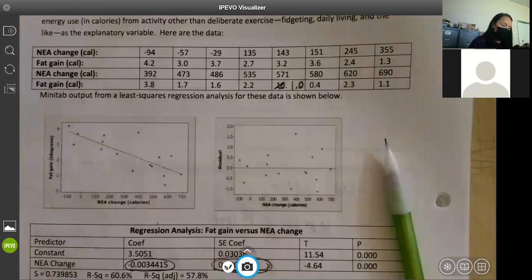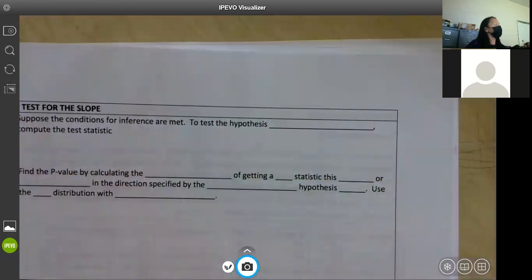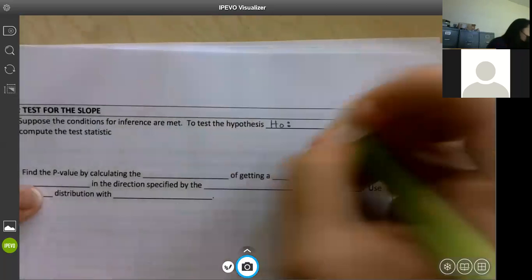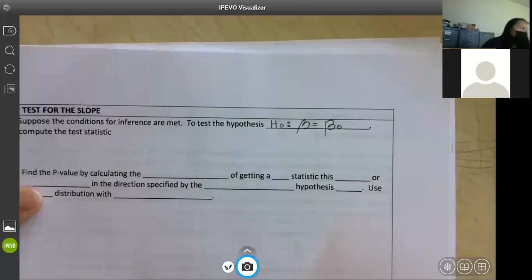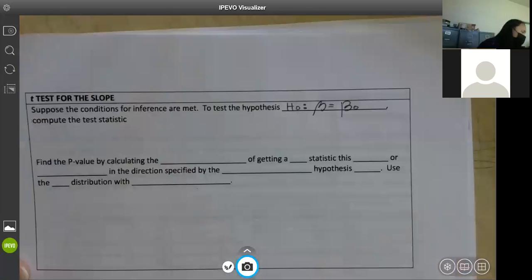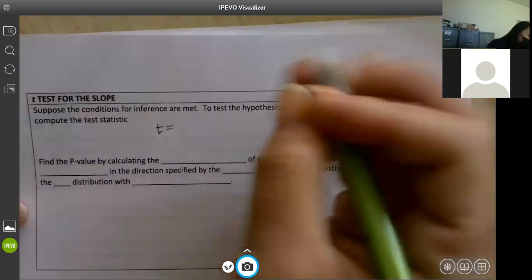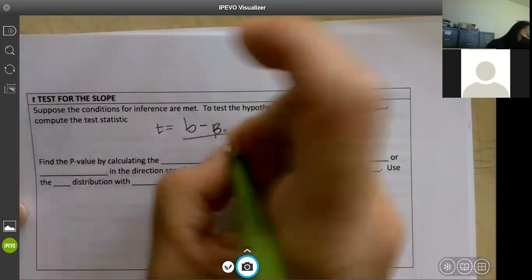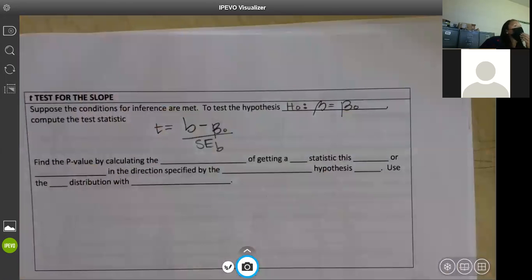All right, so same thing. You can do them all that way. T-test for the slope. So that was the interval. I told you where the test was. You'll do that as well. To test the hypothesis, H sub 0: beta equals beta sub 0. Compute the test statistic. So t equals b minus beta sub 0 over the standard error of b.